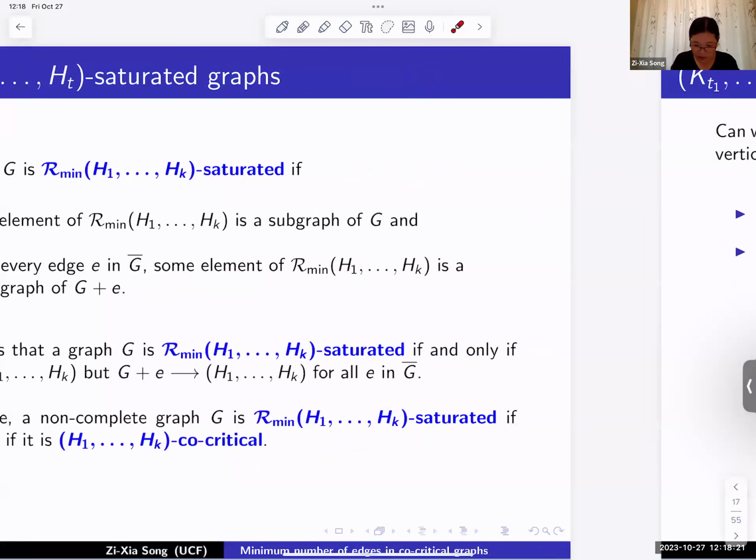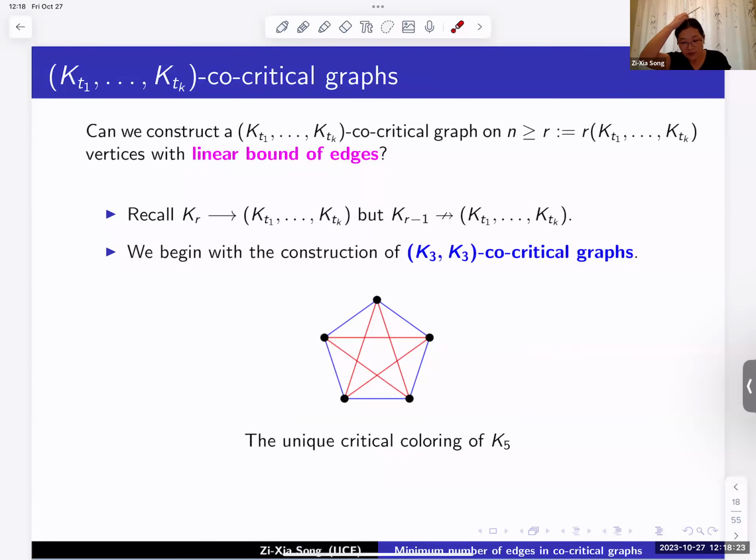Okay, co-critical graph definition. Now, we try to study the minimum number of edges of co-critical graphs. A natural question would be, let's start with the complete ones, when each Hi is a complete graph. Can you construct one with a linear bound on the number of edges? Now, we know K_R arrows K_i, where R is the Ramsey number. But if you delete any vertex, this is no longer true by the definition of Ramsey number, right?